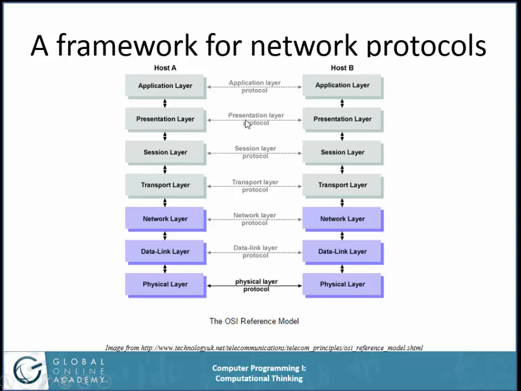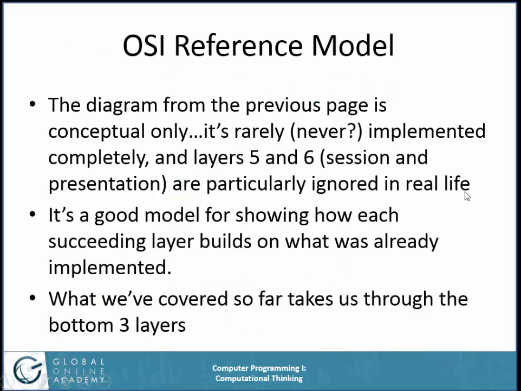Really nice theoretical model. It would mean that this data would get wrapped in an envelope for this layer, which would get wrapped in an envelope for this one, and this one, and so on. You know what? It's great in theory. It's almost never used with all 7 layers. So the diagram is conceptual. Usually layers 5 and 6, session and presentation, are just completely ignored. In fact, the internet itself has a series of protocols that group 5, 6, and 7 all together with each other.